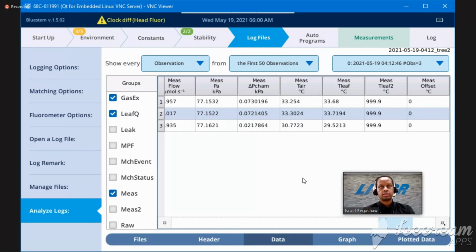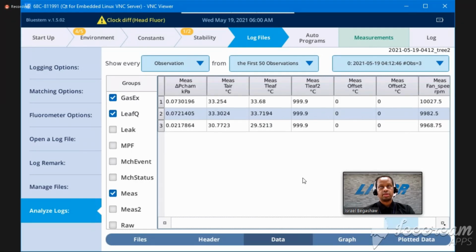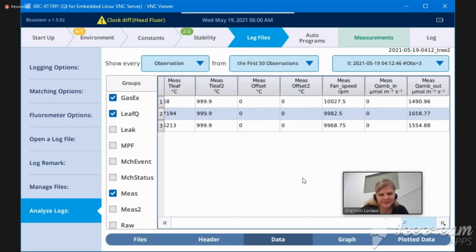It looks like maybe the light was not turned on. Off. Yeah, it was off in the chamber. Scroll to the left a little bit. I'd like to look at some other columns here.